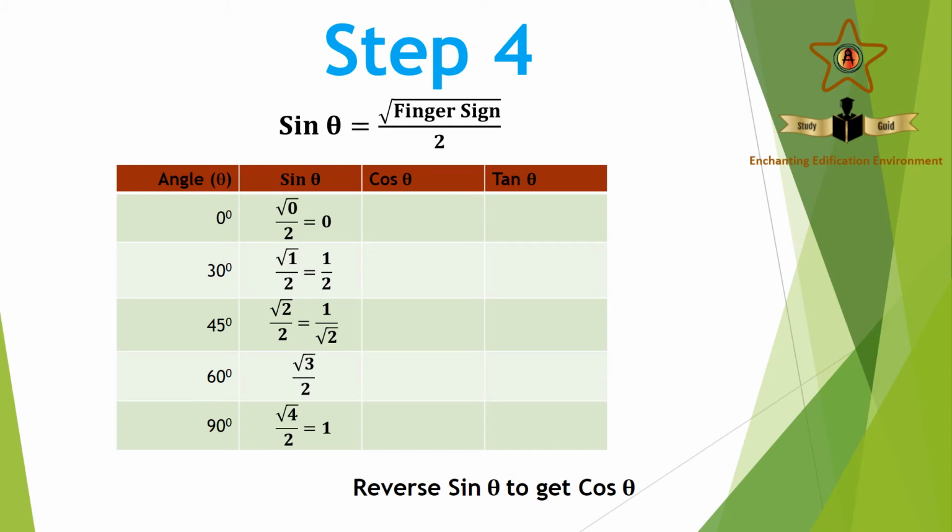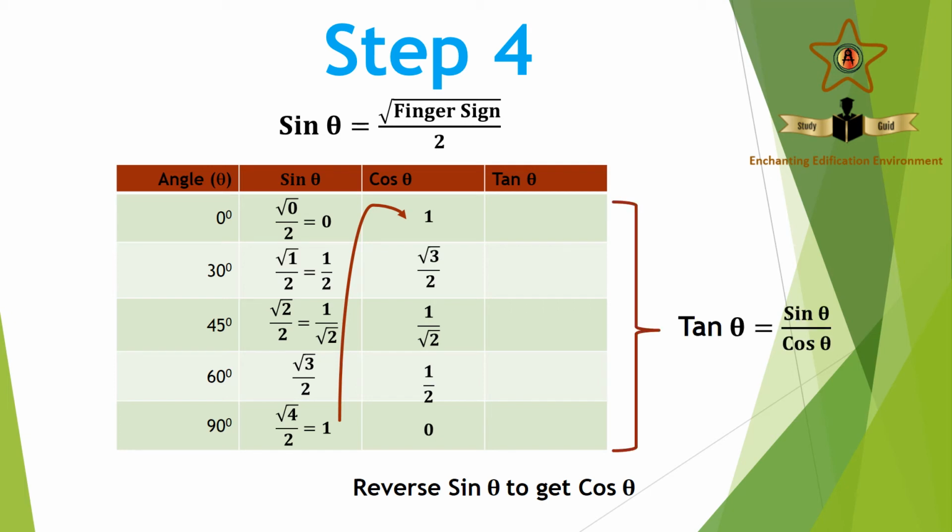So sin theta is equal to cos 90 minus theta, or cos theta is equal to sin 90 minus theta. So cos 0 is 1. Cos 30 is root 3 over 2, cos 45 is 1 over root 2, cos 60 is half and cos 90 is 0. Now tan theta.